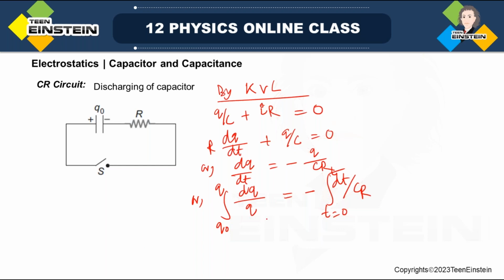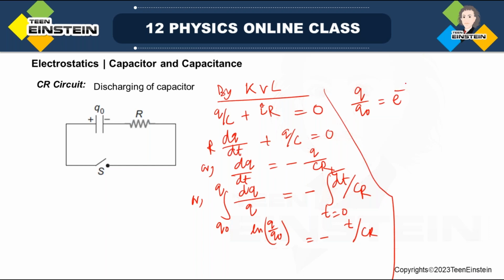Now if you just do the integration, it will be ln(q/q0) on this side, and on this side it will be minus t/CR. From here, if I write it in terms of antilog, since I don't want the logarithm, q/q0 is equal to e to the power minus t/CR. Or q, at any instant of time, how it varies: q0 into e to the power minus t/CR.